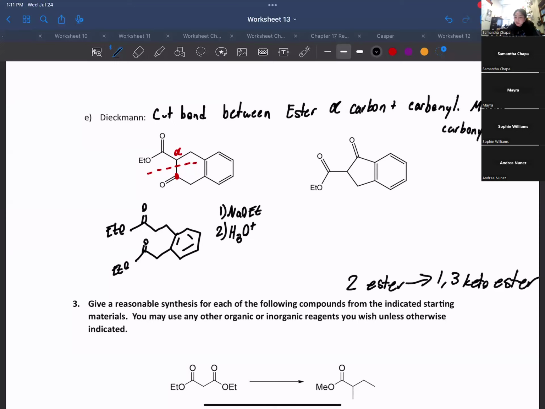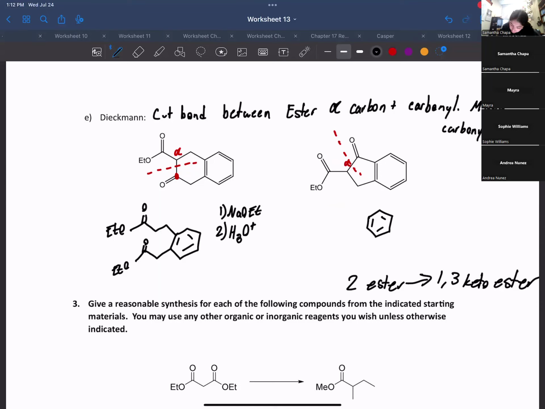We'll work on the next one, but it's the same thing. Identify your alpha carbon. Separate your ester from your carbonyl. And then see how they're connected to each other. So you know that you split it up through there, but this whole group is attached to the benzene ring. So that's what we should write it as.